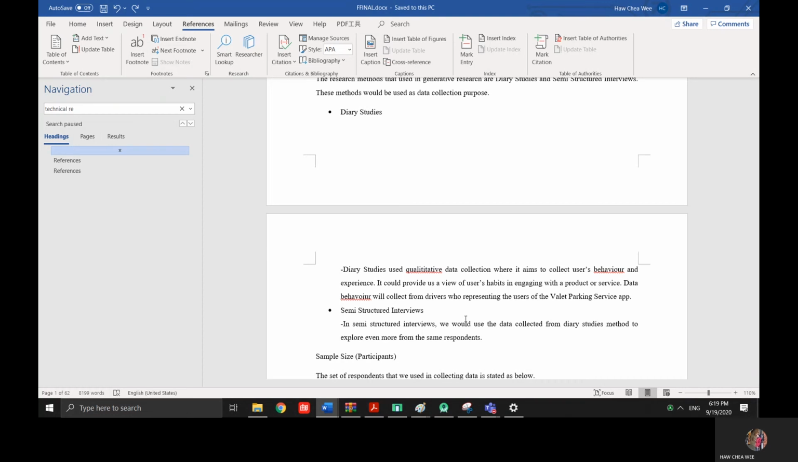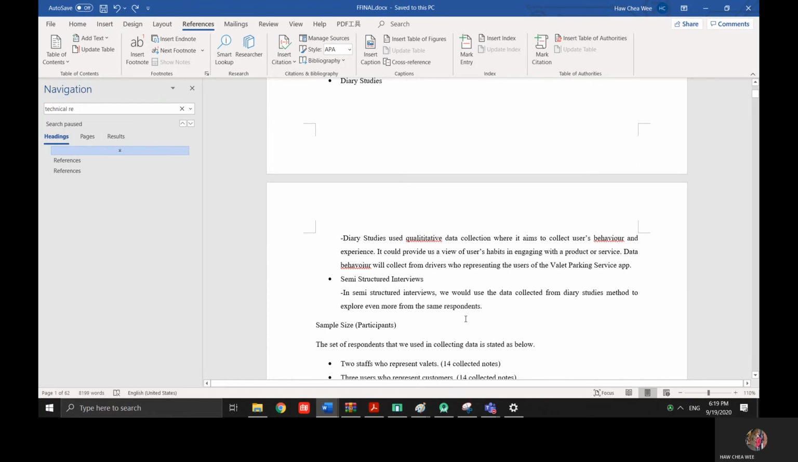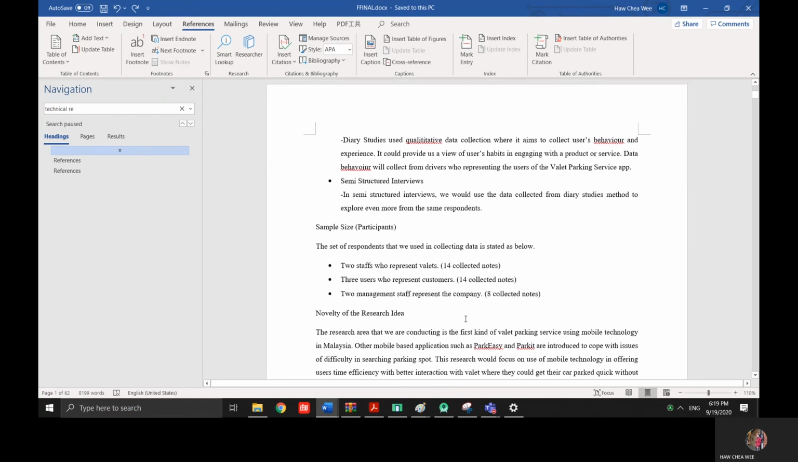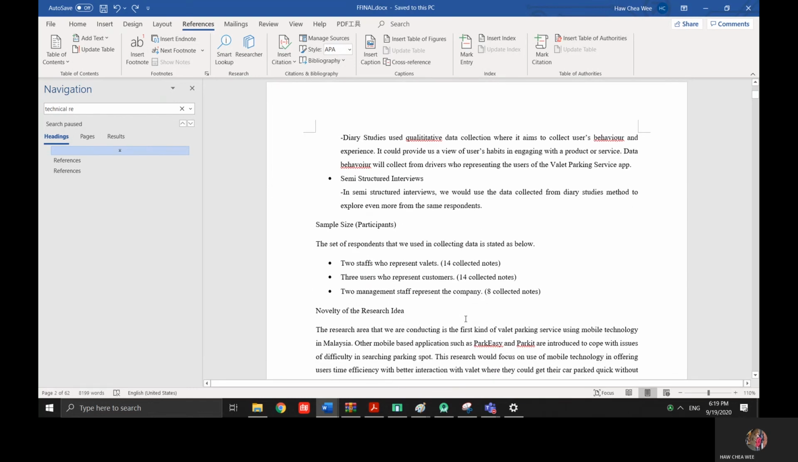The behavior data that we will collect is from the drivers who represent the users of the valet parking app. In the semi-structured interview, we will use the data collected from the diary study above, and we will explore even more from the same respondents.